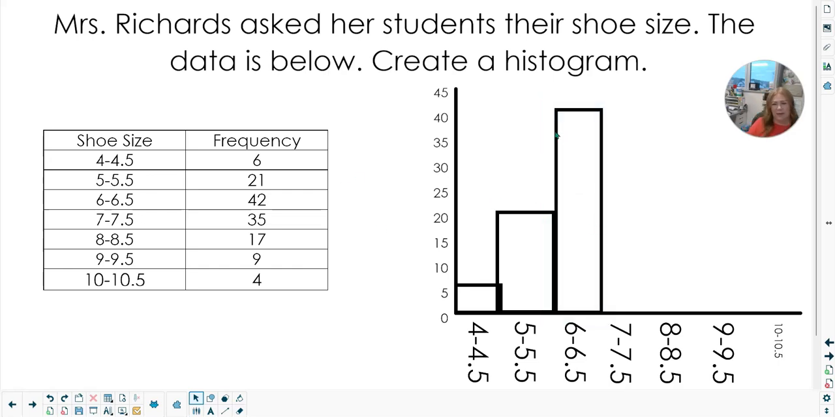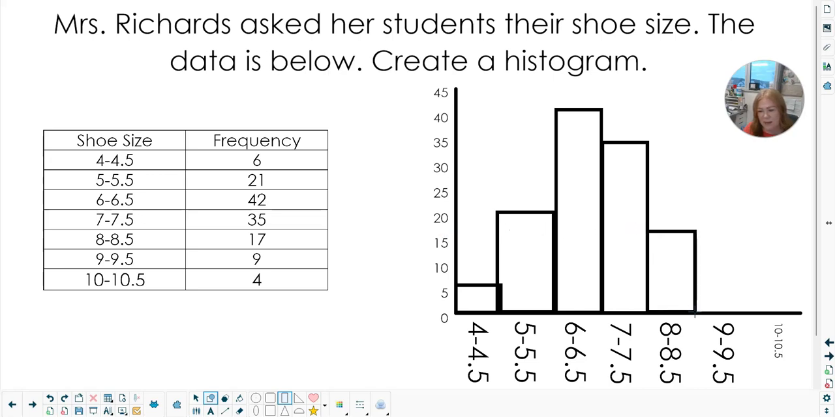There we go. Okay. Our 7 to 7.5 is 35 people. So right on our 35 and over. Then 8 and 8.5 have 17 people. So about in the middle there. And then 9 to 9.5 have 9 people. So just below our 10. And then 10 to 10.5 is 4 people. So just below our 5. So there we have our histogram, our bars for every interval.